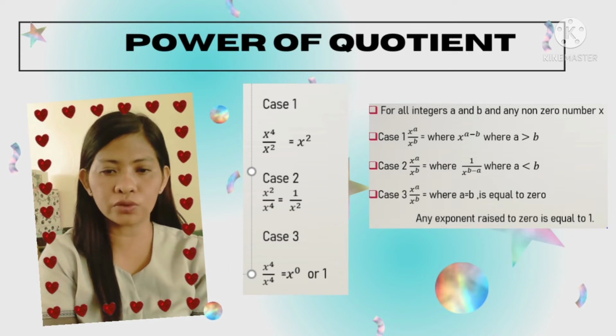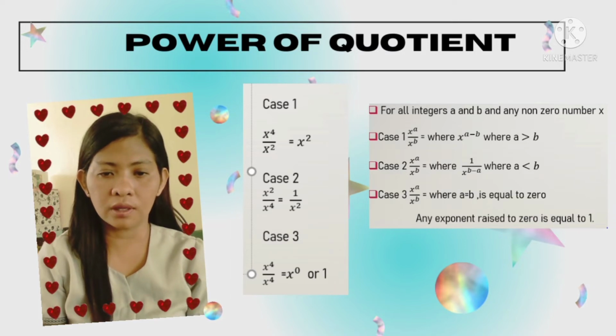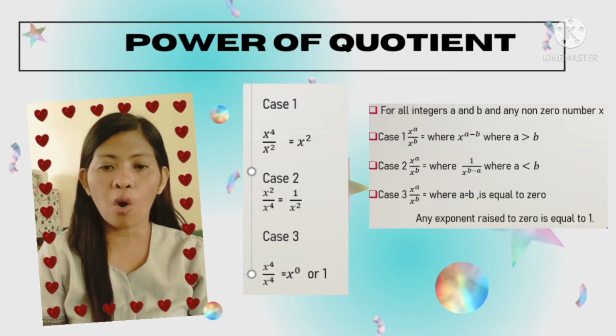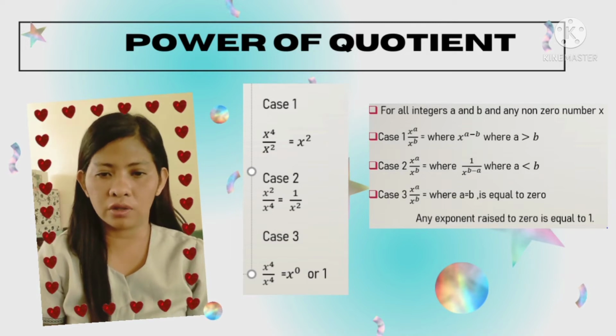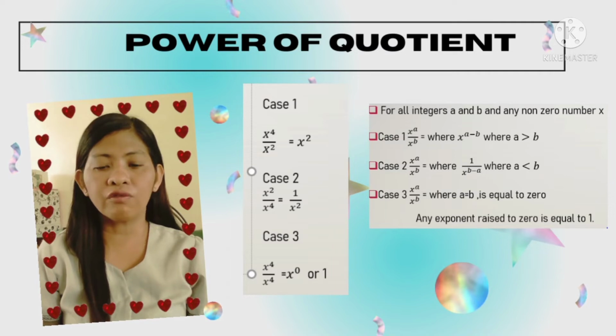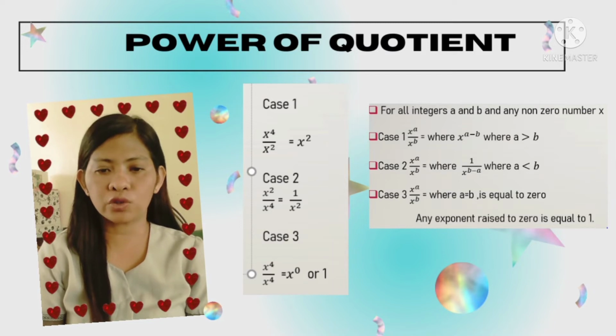Case number 2. x raised to the 2nd power over x raised to the 4th power. So, as you can observe in the situation, the exponent of the numerator is less than the exponent of the denominator, or the exponent of the denominator is greater than the exponent of the numerator. So your answer will be a fraction. So your numerator is always 1. In your denominator, you will just copy the base, then subtract the exponent of the denominator to the exponent of the numerator. So your answer is 1 over x raised to the 2nd power.